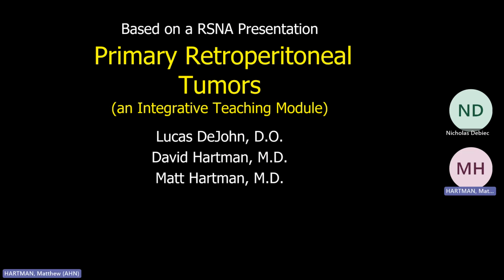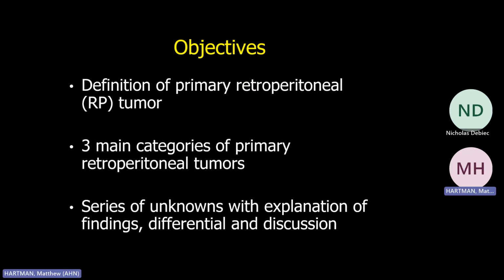This comes from an RSNA presentation done several years ago about primary retroperitoneal tumors. Again, if you want to see the entire presentation, go to the building blocks, download it, take your time with it. I'm going to be showing an overview to sort of get you primed, give you some highlights, some pearls, so that it will make more sense when you go through it on your own. So we'll define what a retroperitoneal tumor is, we'll categorize them, and then we'll do some unknowns and come up with differentials for each of these cases.